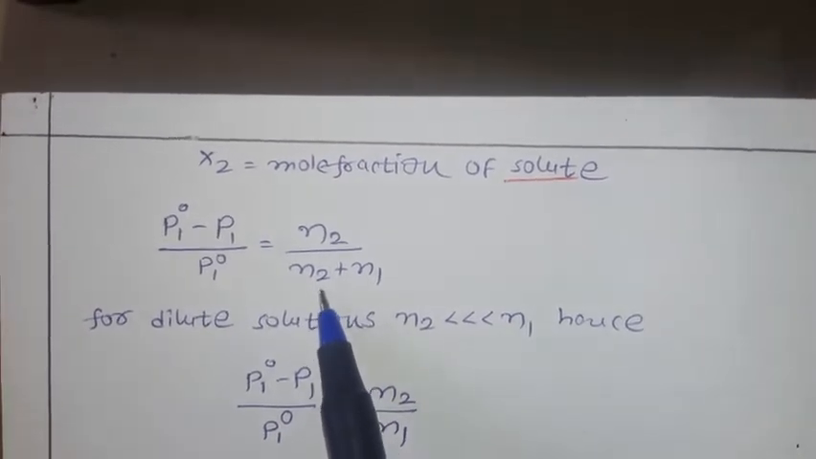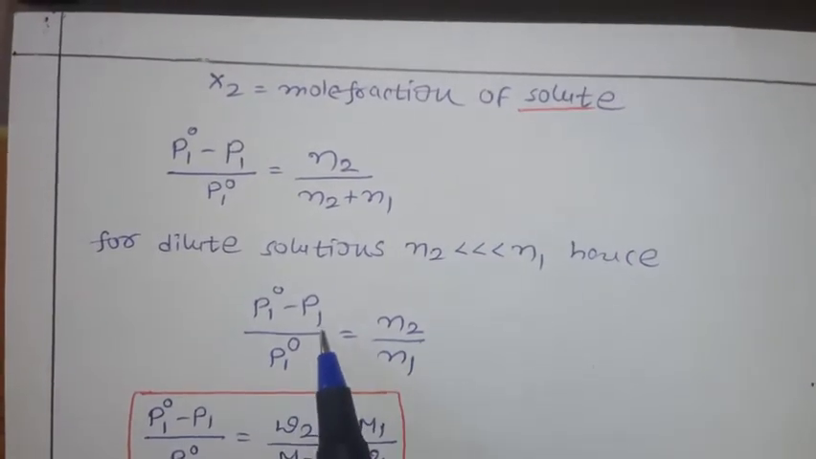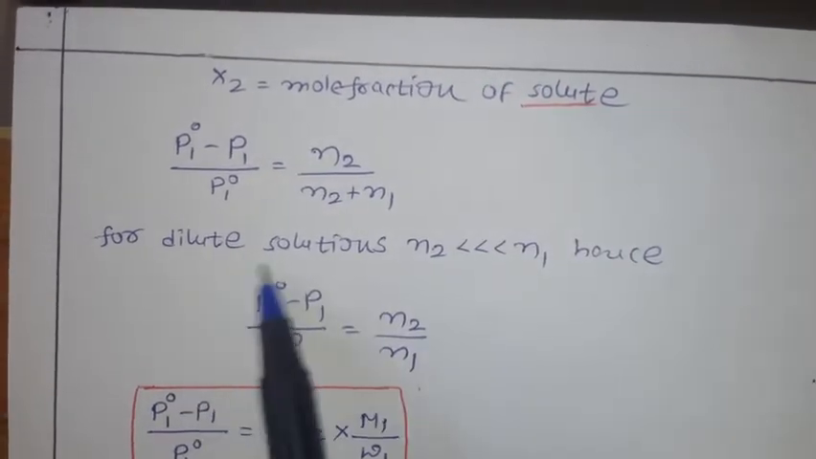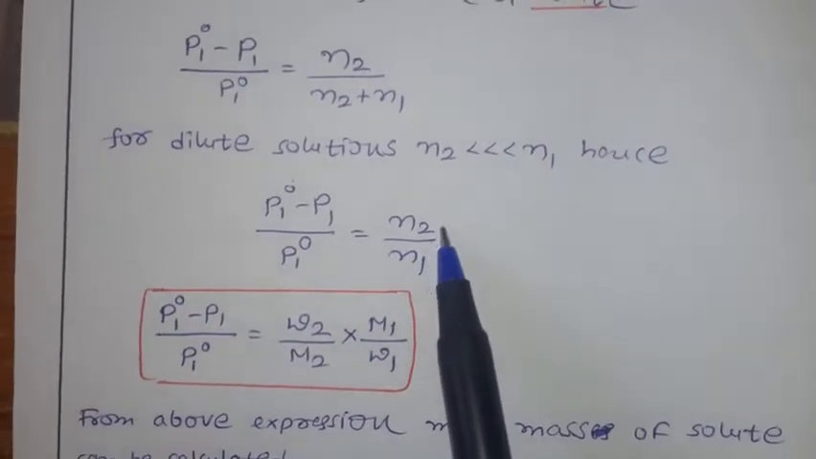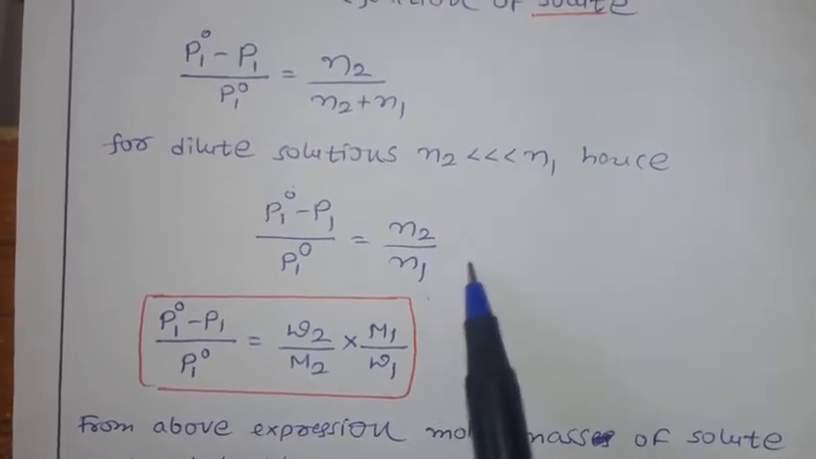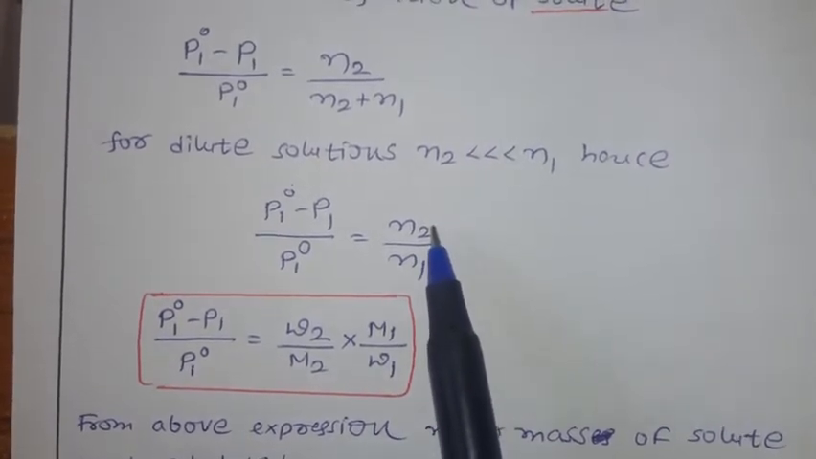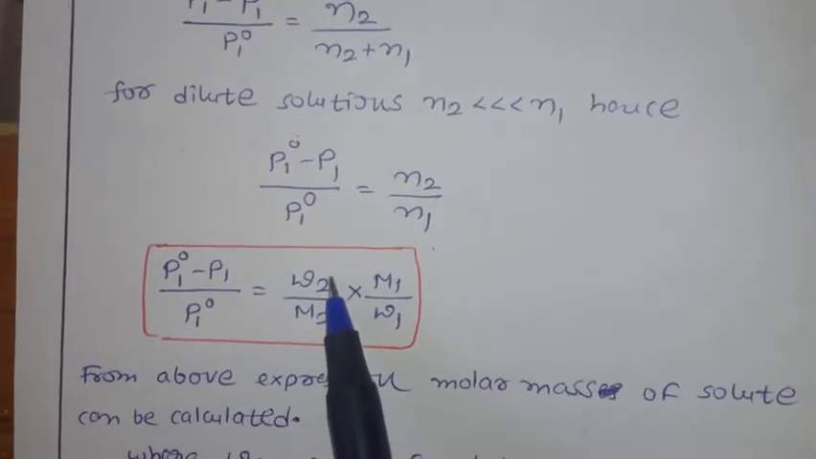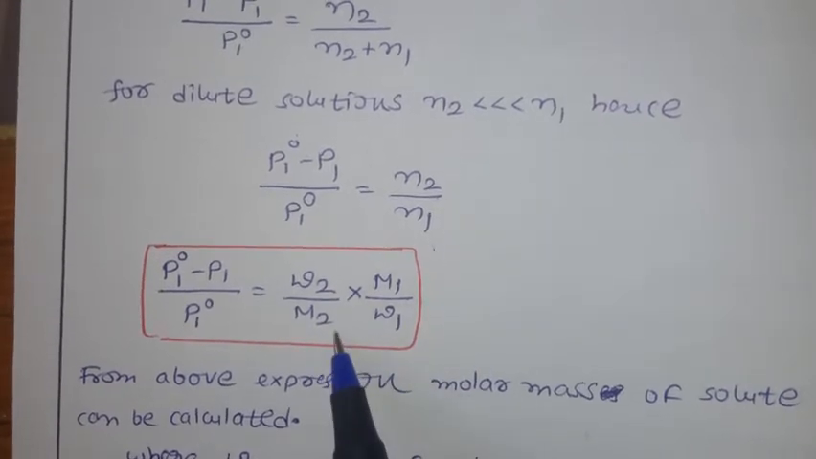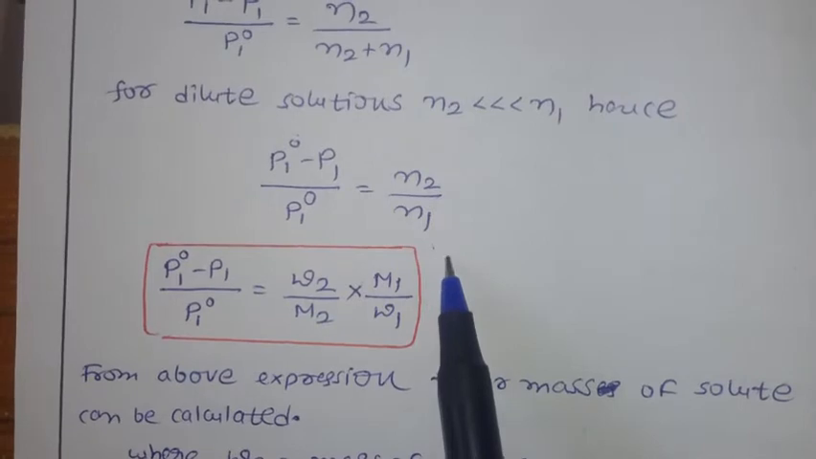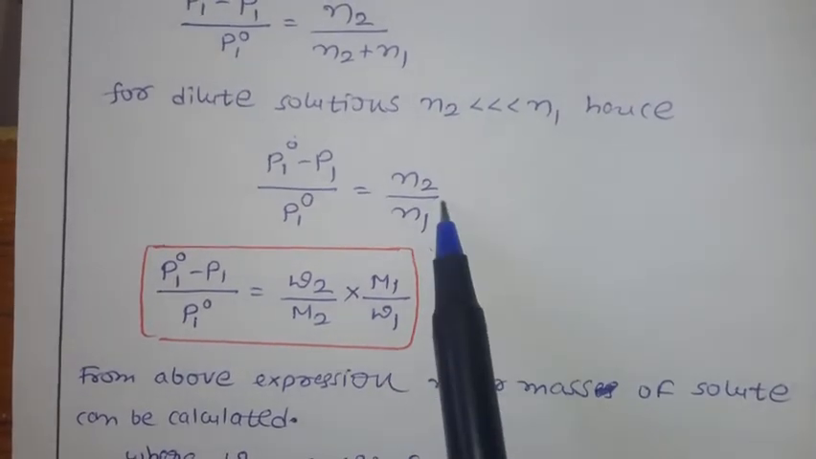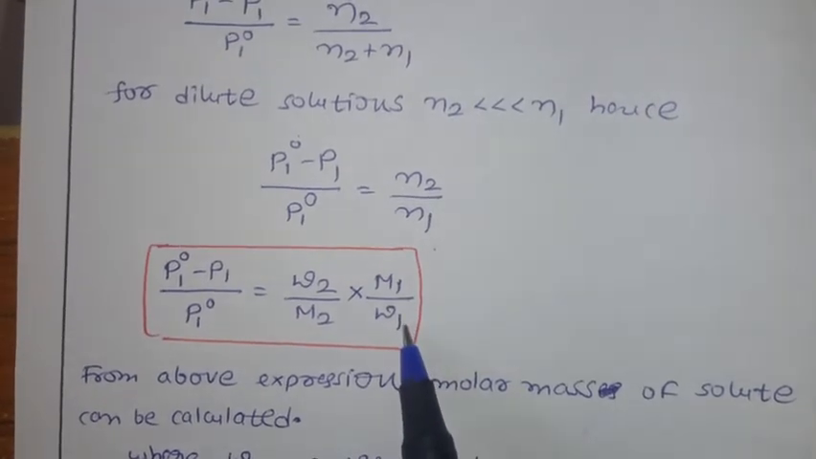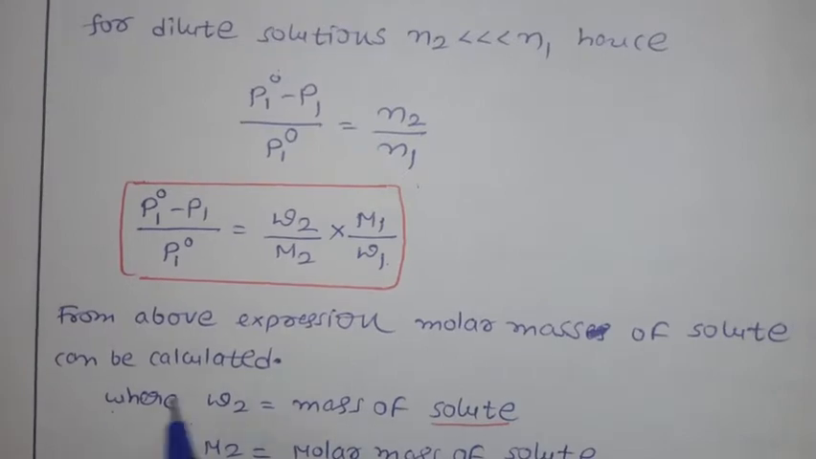If we neglect it, P1 naught minus P1 divided by P1 naught equals N2 divided by N1, because we are talking about very dilute solutions. This is the number of moles of solute and the number of moles of solvent. You know very well number of moles means mass by molar mass. So on simplification, number of moles of solute is mass of solute by molar mass of solute, and for the solvent, mass by molar mass of solvent, giving W2 M1 divided by M2 W1. From the above expression, the molar mass of solute can be calculated.